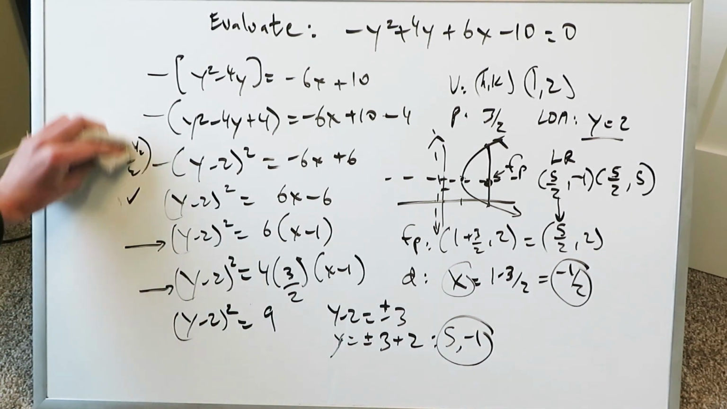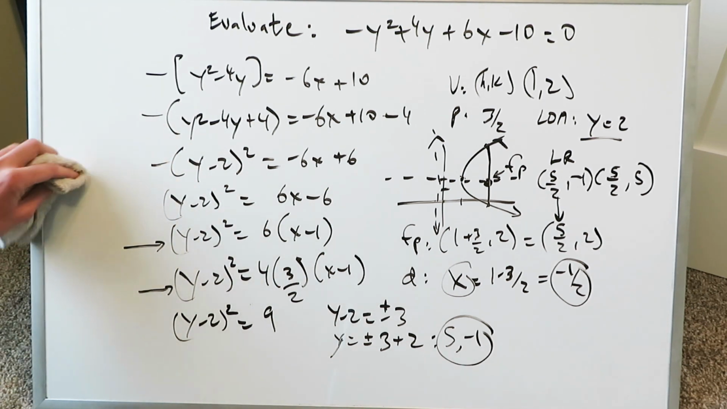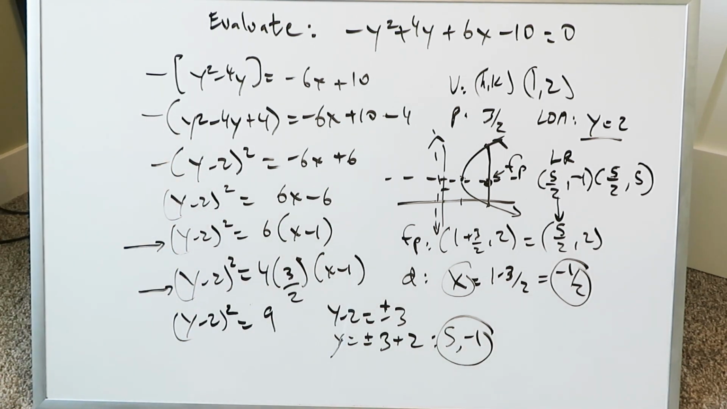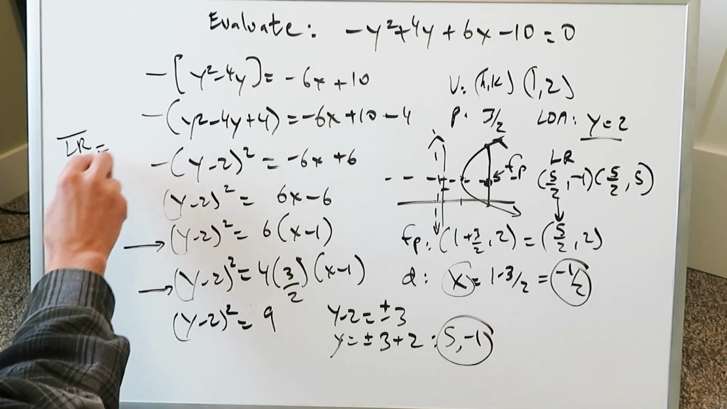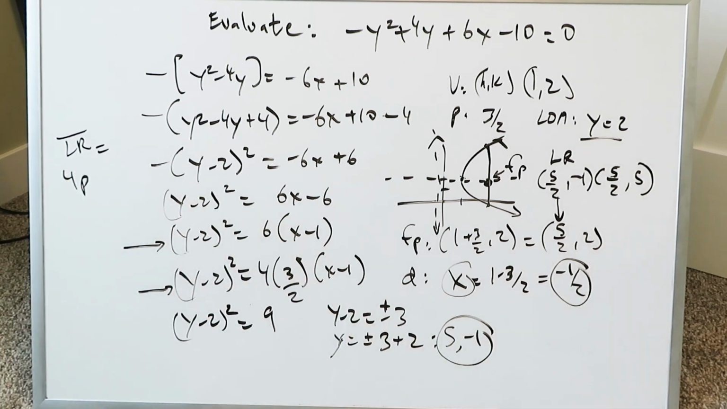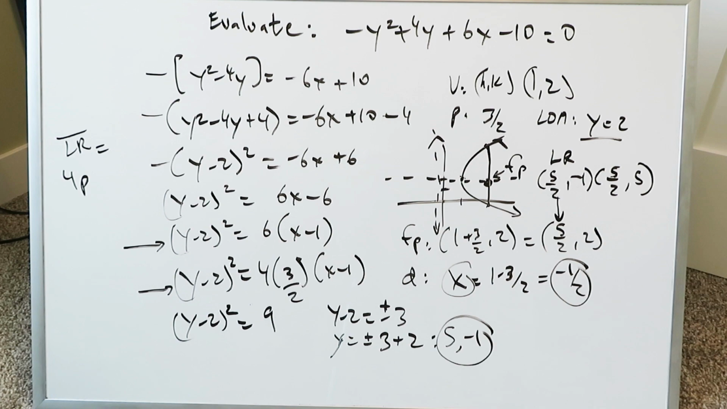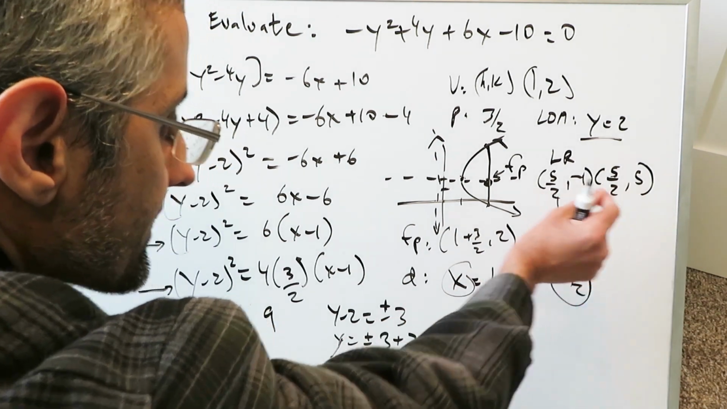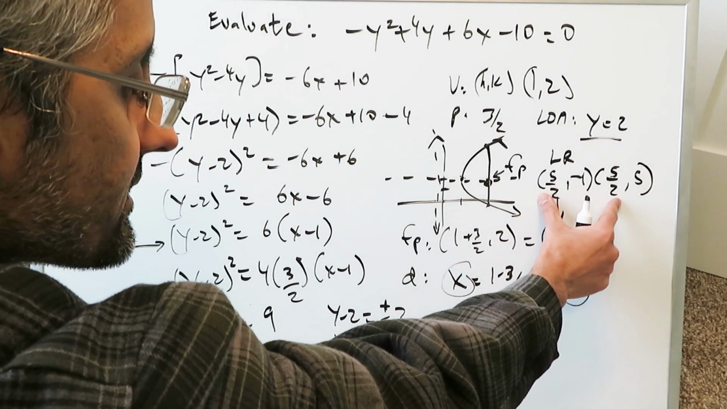The test number 1 I just talked about was that the focal point is always at the midpoint of your latus rectum segment. What's test number 2? Test number 2 is this. The length of your latus rectum is always equal to 4 times your p-value. The length of the latus rectum segment is 4 times your p-value. How can I determine the length of this latus rectum? Well, you can use a distance formula. But look over here, there's no change in the x value.